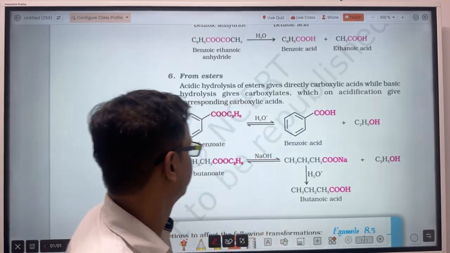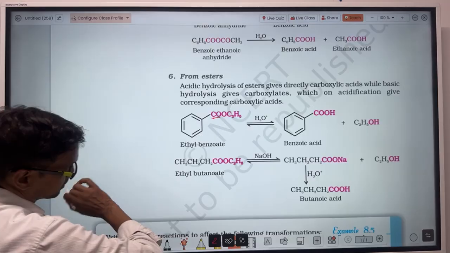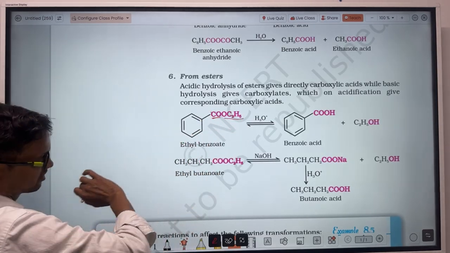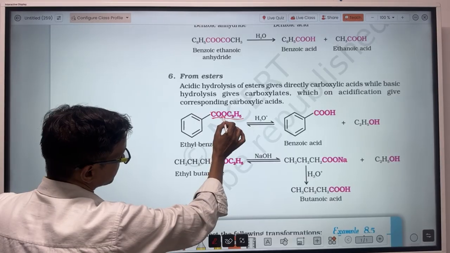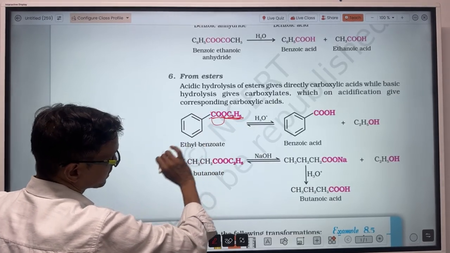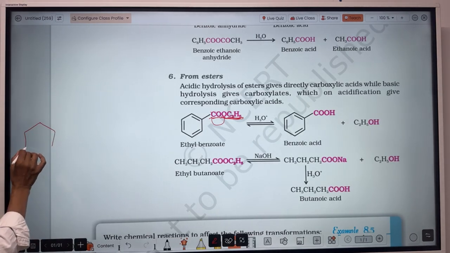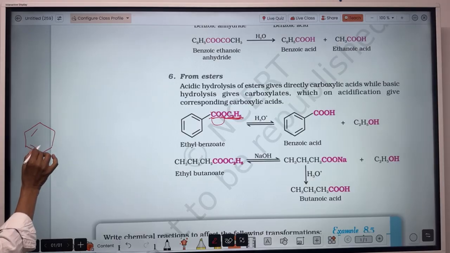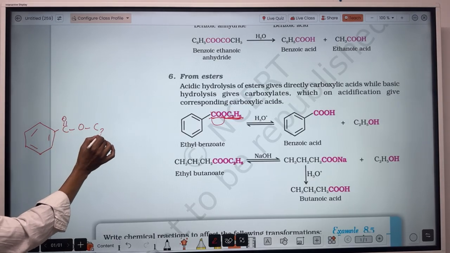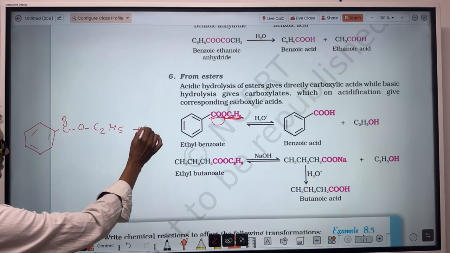How is that taking place? Let's see this compound, CO. That means this oxygen is doubly bonded to this carbon, and O and C2H5 means this oxygen is singly bonded to this part, and that will obviously be bonded to this acyl carbon atom. The structure is like that. This compound. Now pass acidic water.